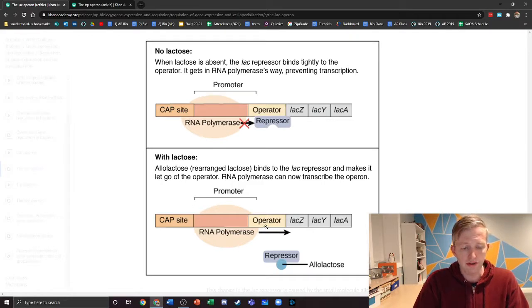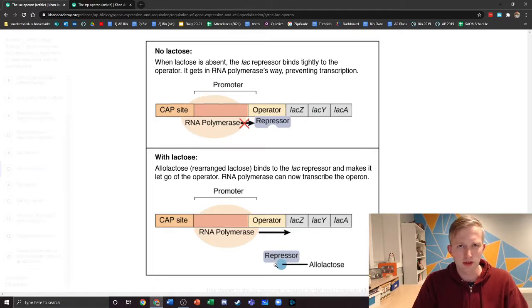When there is lactose, the lactose, or a product of the excess lactose that's in the cell, there's going to be some sort of chemical equilibrium here, and so we have allolactose, which is a molecule that's going to be in higher abundance in the presence of lactose, and is going to cause a change in shape of the repressor and pull it away from that operator.